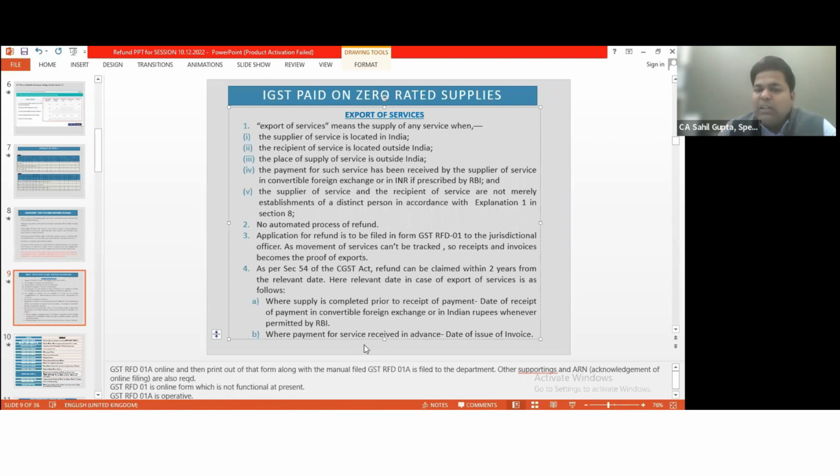And for the relevant date, there are 2 conditions: first, payment should have been received. Secondly, the invoice should have been issued. That is, the supply has been completed. If the supply has been completed, in that case only is the invoice required to be generated. But in some cases, when we have issued the invoice but payment has not been received, then the export of service is not completed. Similarly, if we have received the payment in advance, but the point of supply, time of supply, has not come, then also export of service is not there. So in both cases, both conditions should have been completed.